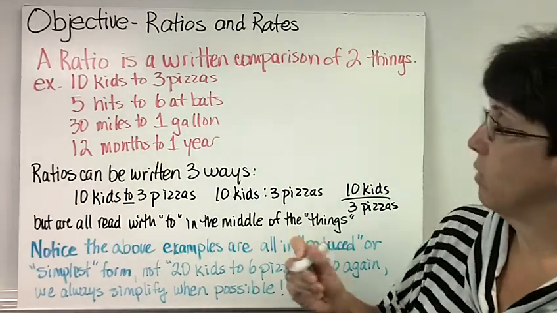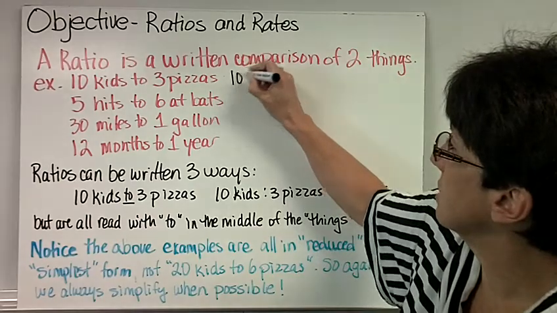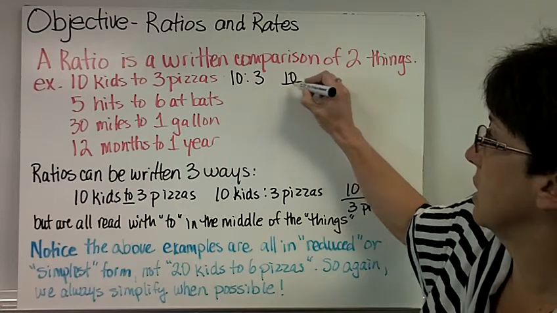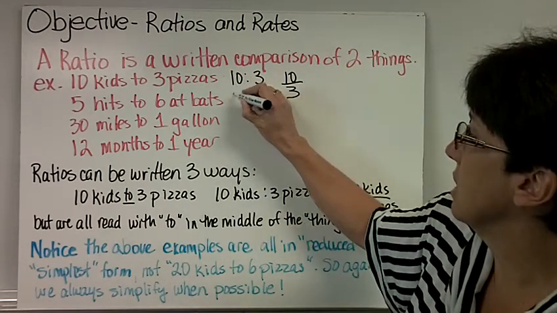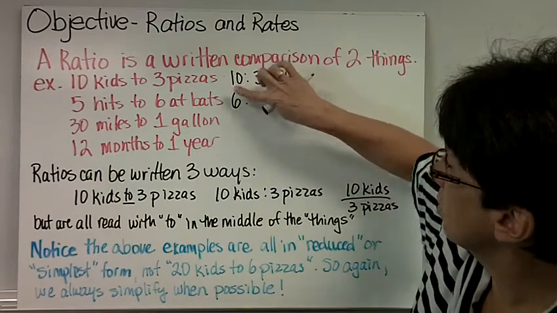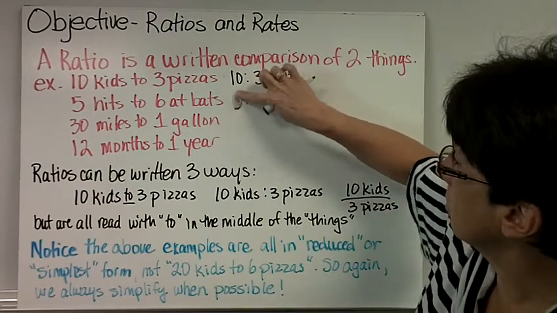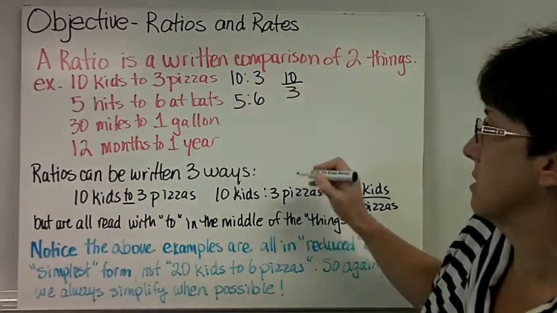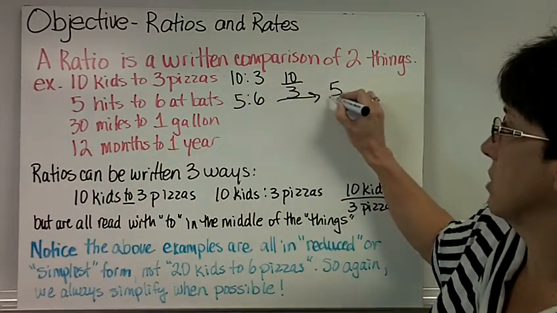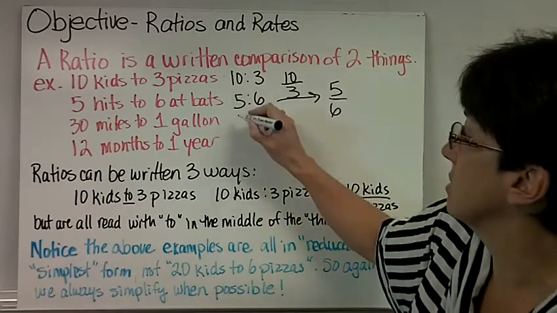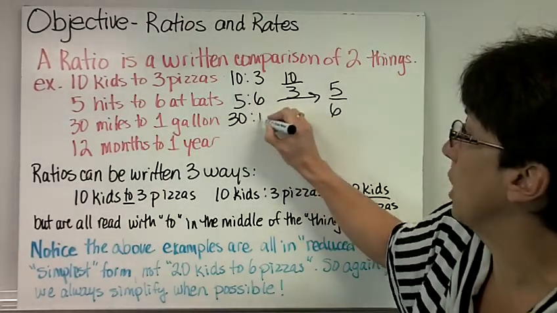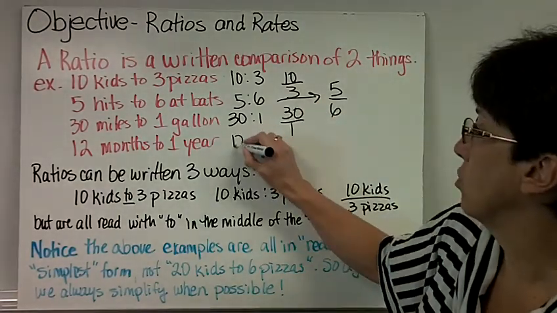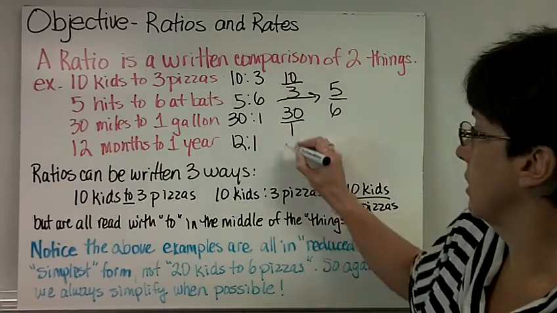Okay, so we could rewrite these. We could say that this is the same as 10 kids to 3 pizzas here, just like I did below, or 10 kids to 3 pizzas. You could say 5 hits to 6 at-bats. I'm going to come over here and write it in fraction style, 5 hits to 6 at-bats. 30 miles to 1 gallon in fraction style, or 12 months to 1 year. You could write that in fraction style.